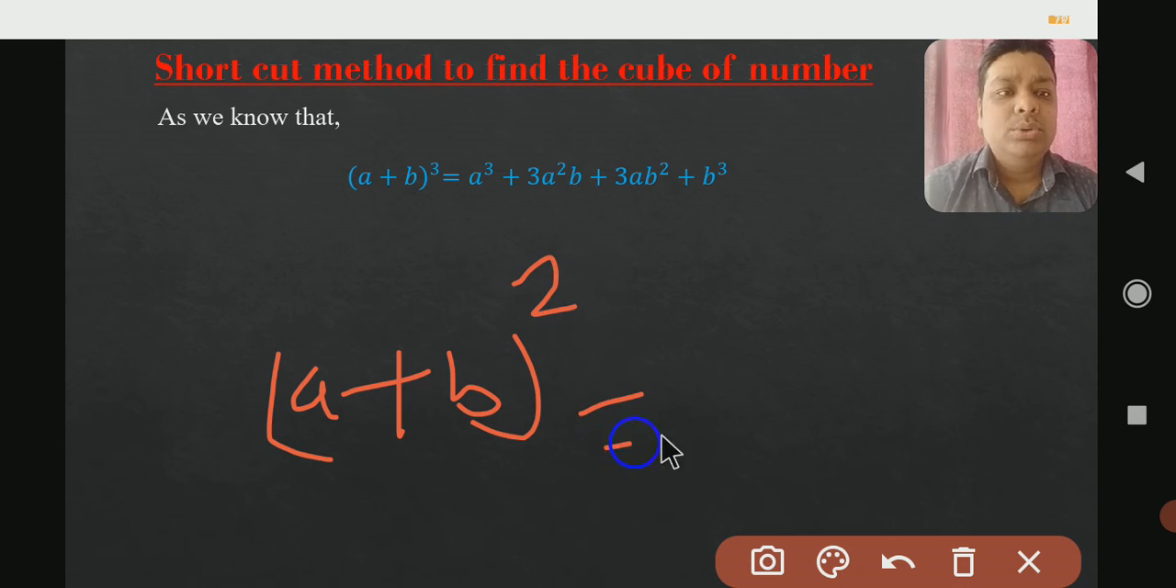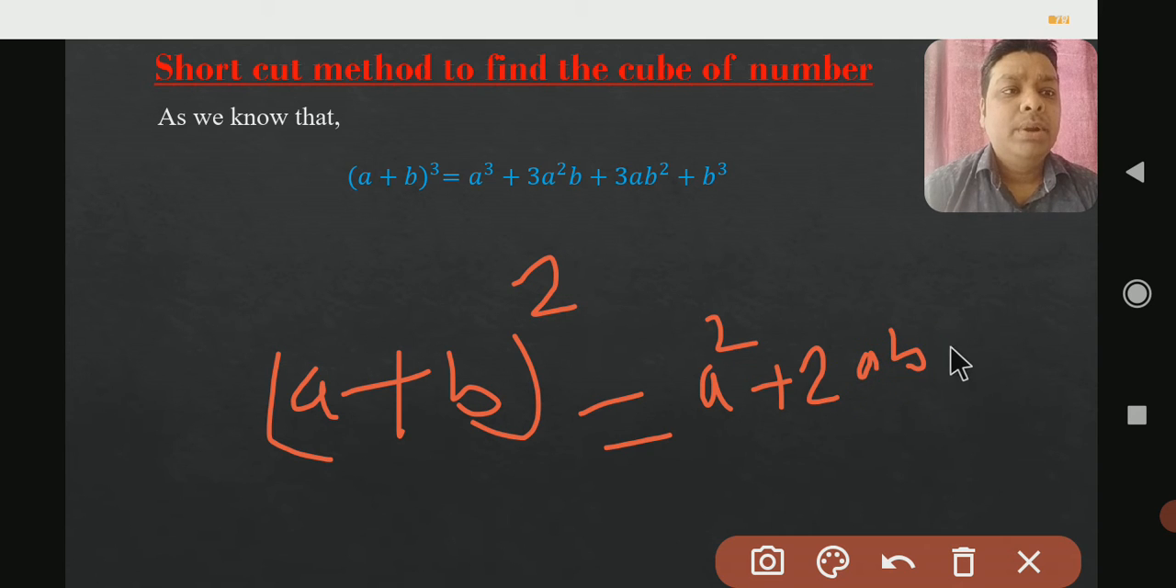is equal to a square plus 2ab plus b square. That formula we used in the column method to find the square of a number. But here it is the cube, so we will apply the cube formula.